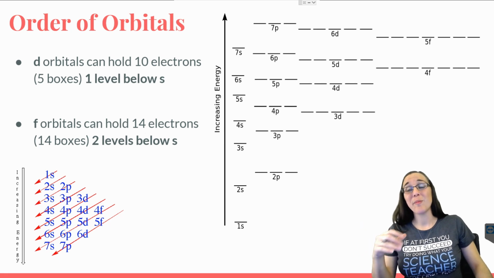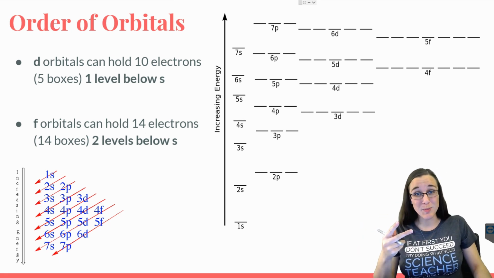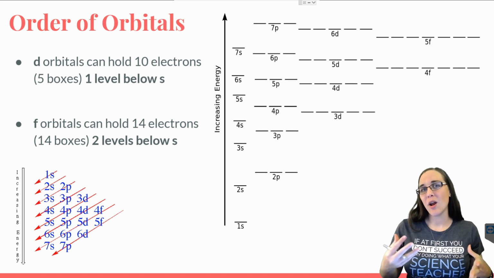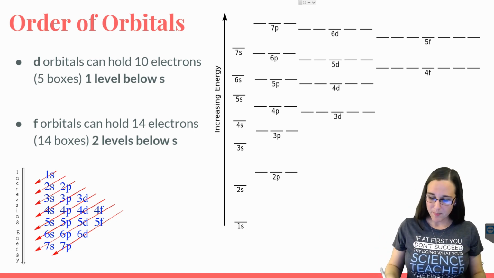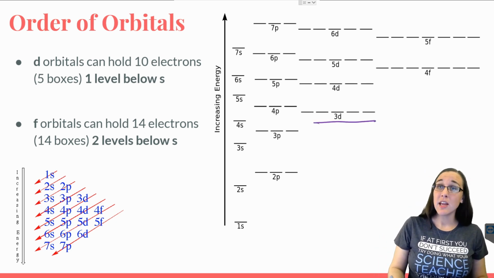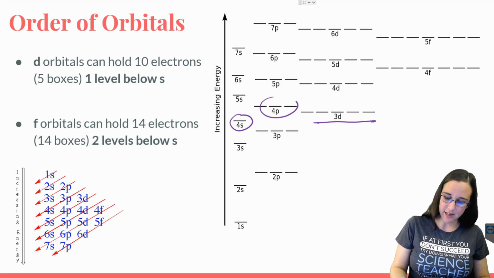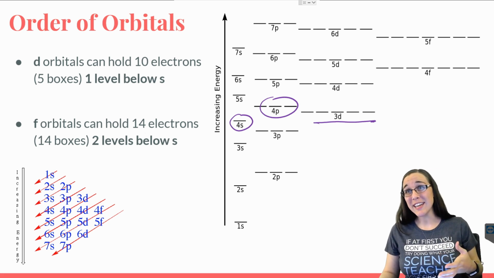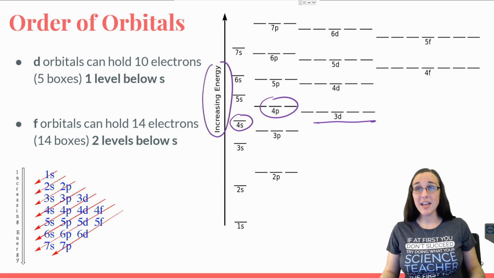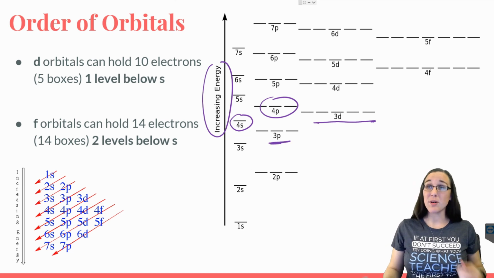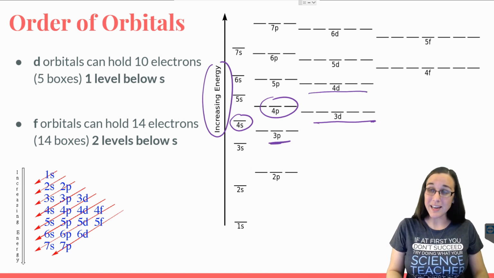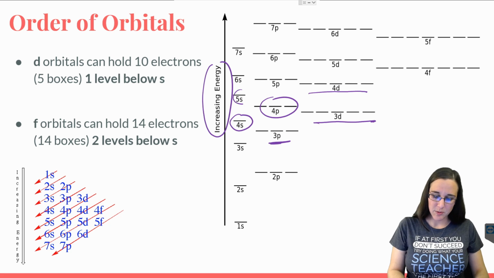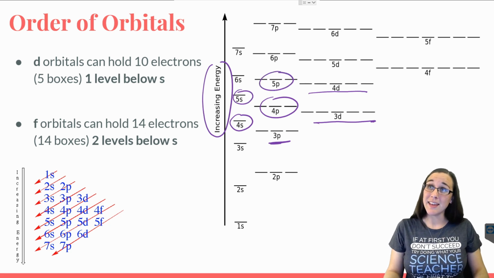Now, if you remember from a previous video for electron configurations, I said that the D block is 1 level below and the F block is 2 levels below. We represent that on our orbital filling diagram by, once we get to D's, notice that the D is sandwiched between the 4s and 4p. So it's still a little bit higher energy in terms of increasing energy than, say, 3p would be. When we look at 4d, 4d is sandwiched between 5s and 5p.